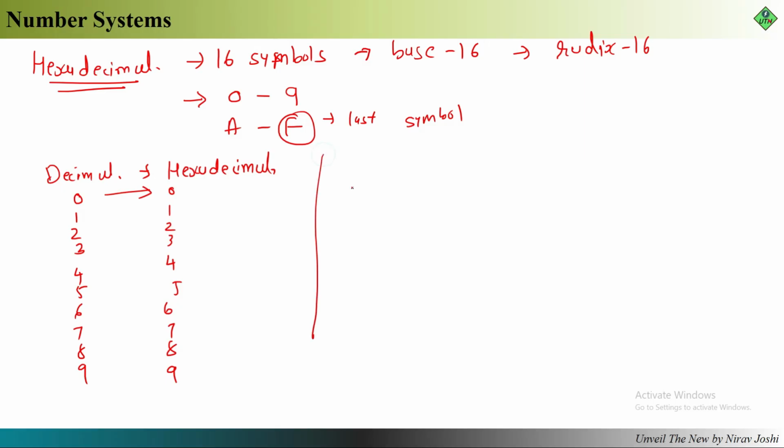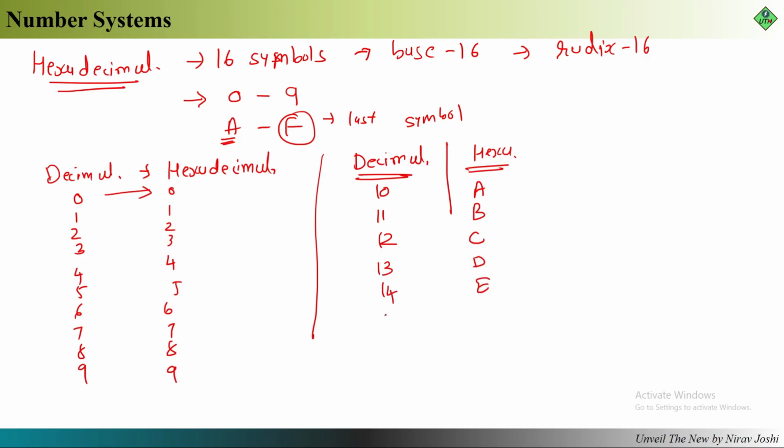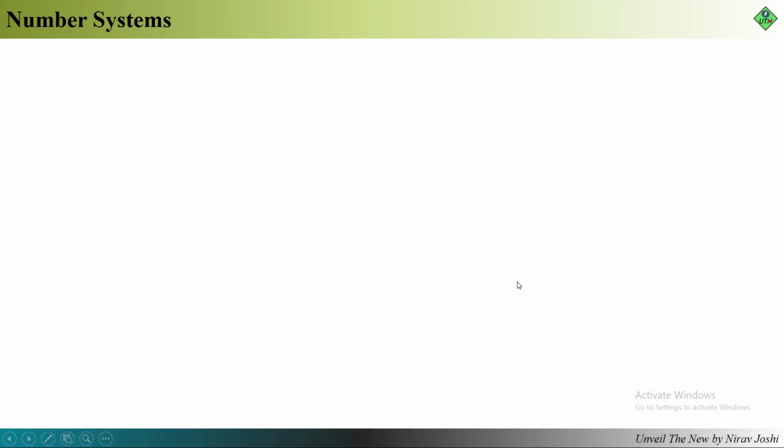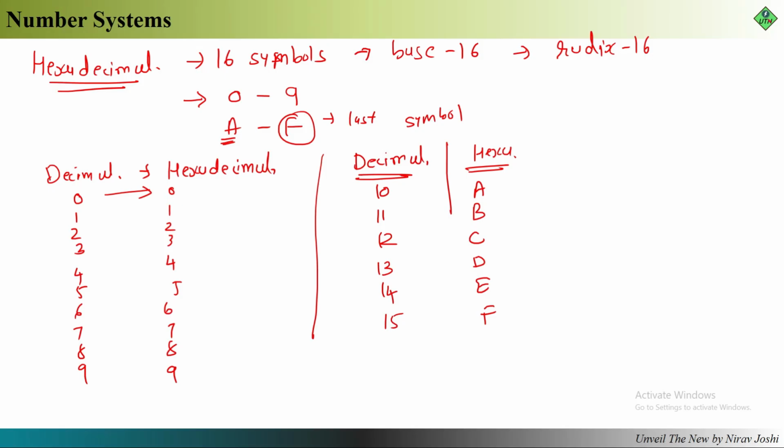After 9 in the decimal, we get 10. But in the hexadecimal, after 9 we have the next symbol, which is known as A. So the hexadecimal equivalent of the decimal 10 is A. Then 11 is basically B, 12 is C, 13 is D, 14 is E, 15 is F. Till this point I hope you get that in the hexadecimal we have 16 symbols, 0 to F, that represent decimal 0 to 15.